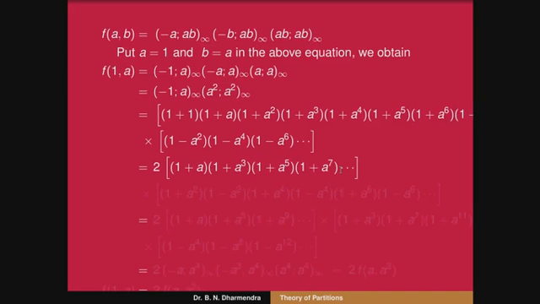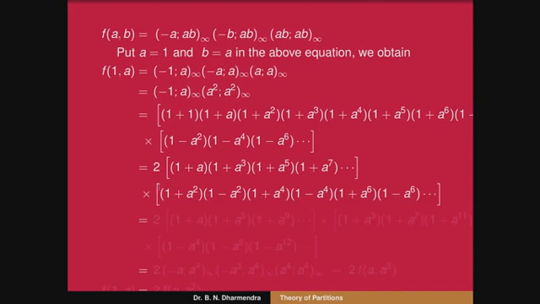And secondly, we can collect the positive and negative terms of even numbers, that is 1 plus a square, 1 minus a square, 1 plus a to the power of 4, 1 minus a to the power of 4, 1 plus a to the power of 6, 1 minus a to the power of 6. Likewise, you can collect the terms.